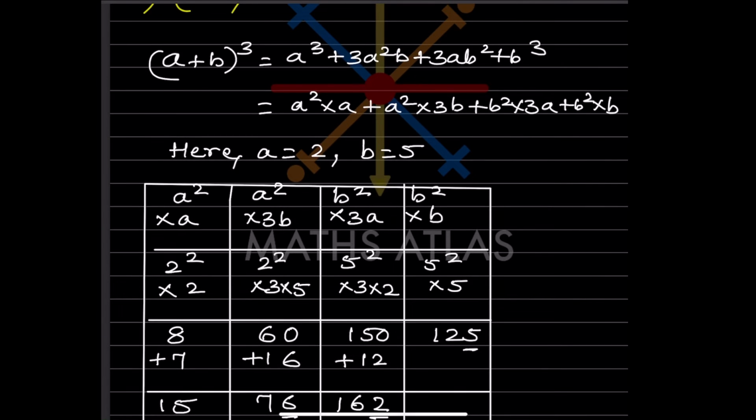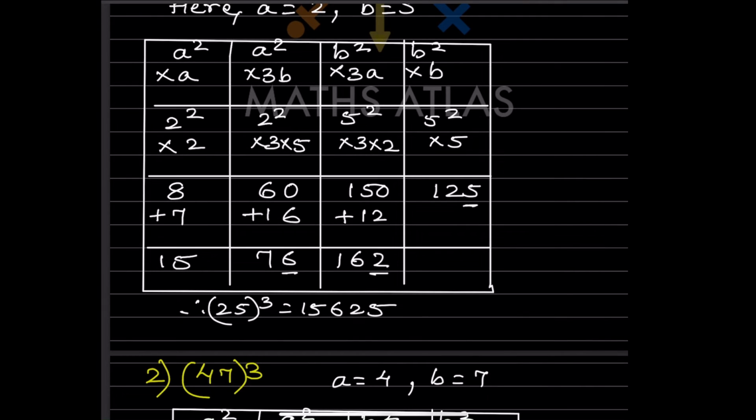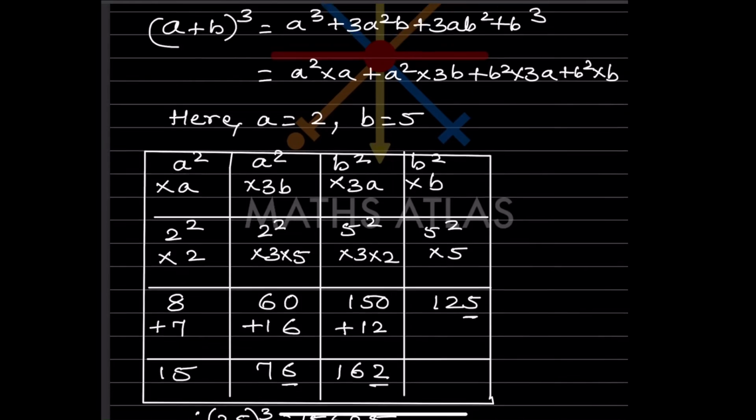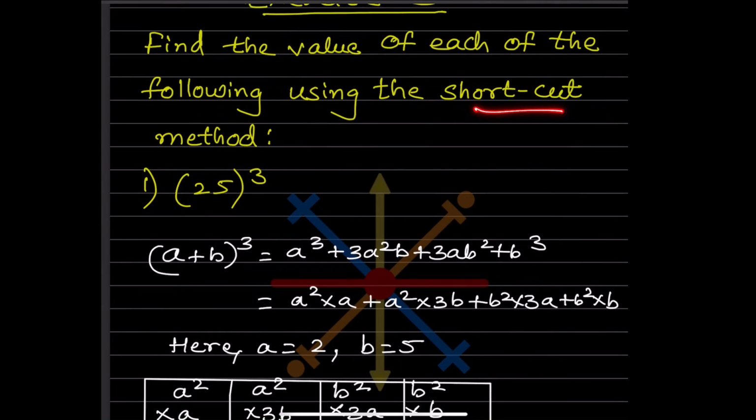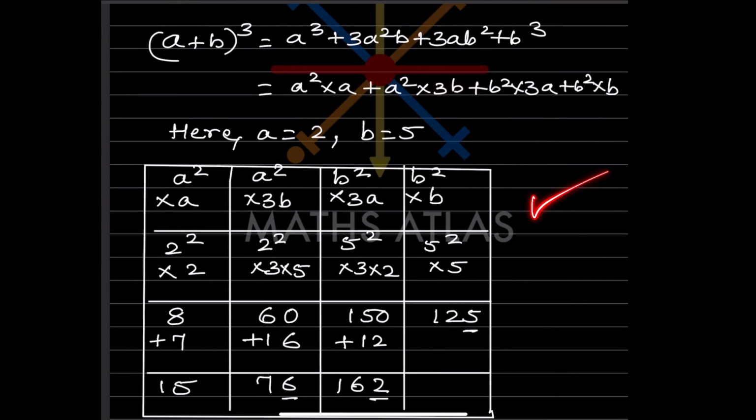So whenever we write now 25 cube, that is this, we are going to take both of them. This one, 2 here, and this, the unit place digits of the rest. So the answer is 15625. And when you multiply 25 into 25 into again 25, you get the same answer. But here they have said to use the shortcut method. So the shortcut method is this one.